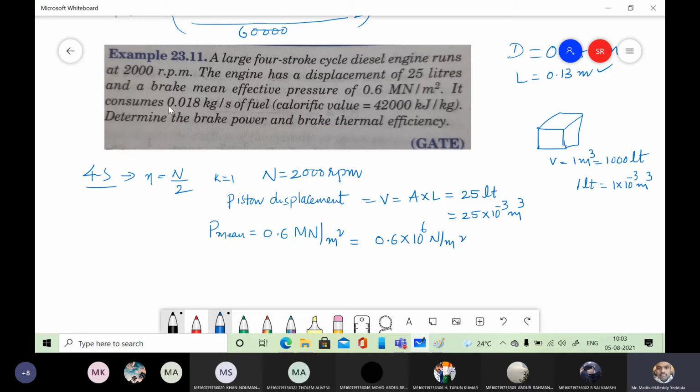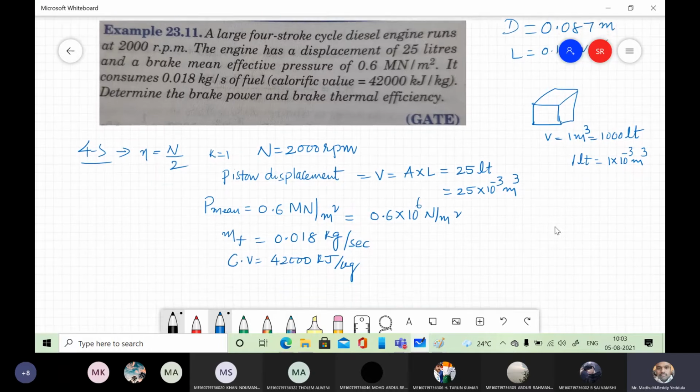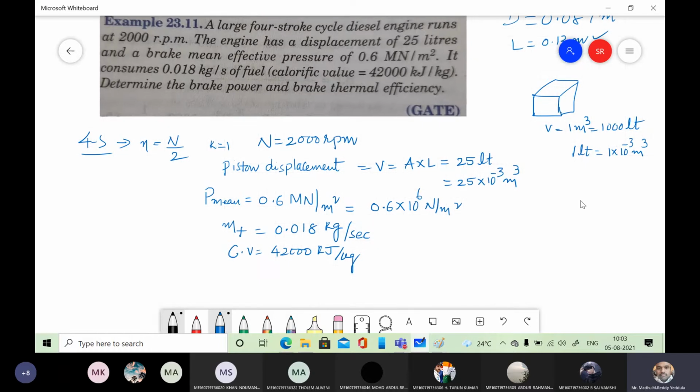It consumes 0.018 kg per second of fuel. Mass of fuel is given. Mass of fuel is equal to 0.018, given on a per second basis, kg per second, and the fuel he is using has a calorific value of 42,000 kilojoules per kg. What is asked? Determine the brake power and the brake thermal efficiency. Brake power and brake thermal efficiency.